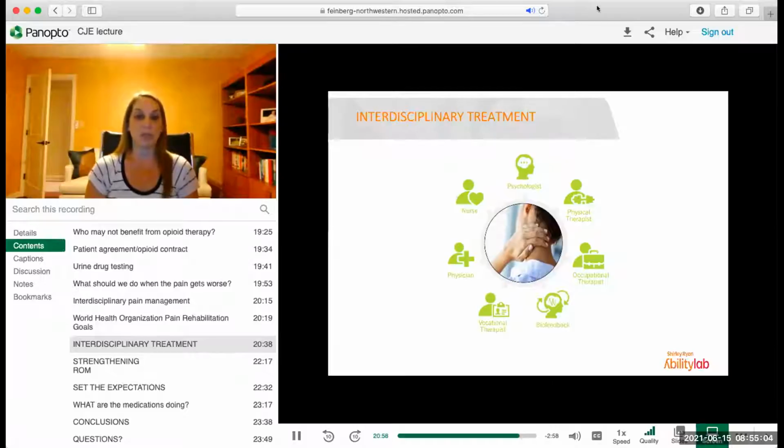We have rehab nurses who talk about medications and nutrition. We have pain psychology, which is huge in that psychosocial model, since when patients are in chronic pain, it can make them more anxious, irritable, depressed, which makes it harder to manage their pain. Physical therapy and occupational therapy.